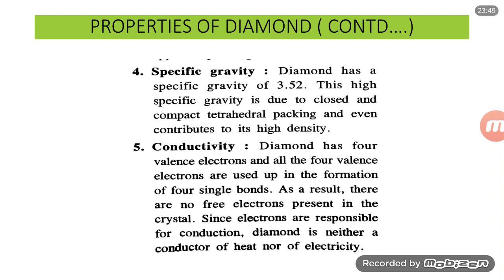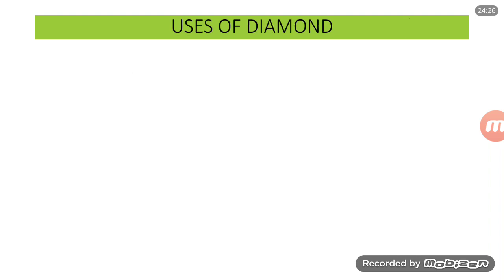Coming to conductivity, this is very important. Conductivity is in reference to electricity or heat. I told you that carbon has how many valence electrons? 4 valence electrons. And in diamond, all these 4 valence electrons of all the carbon atoms will be used up for the formation of covalent bonds. As a result, there will not be any free electrons inside the structure of the diamond. So if there are no free electrons, the diamond will neither be able to conduct heat nor electricity.